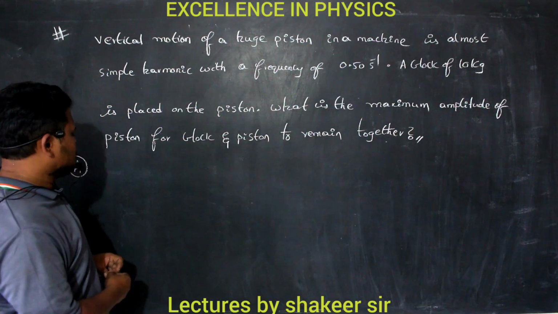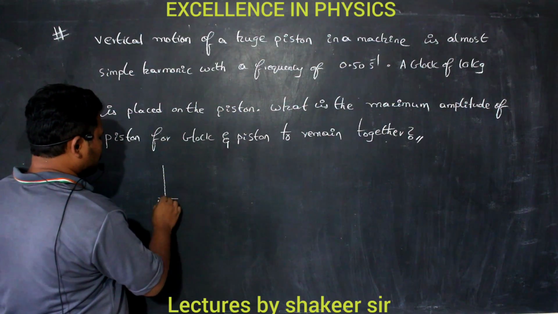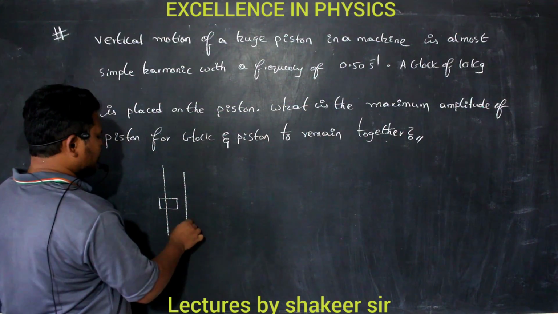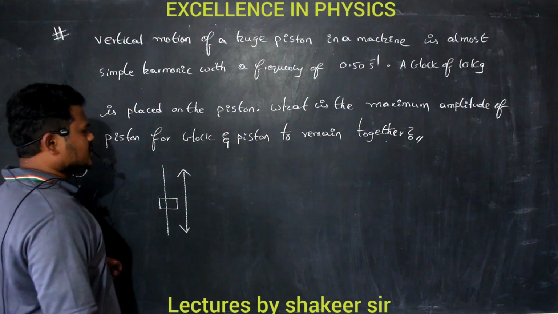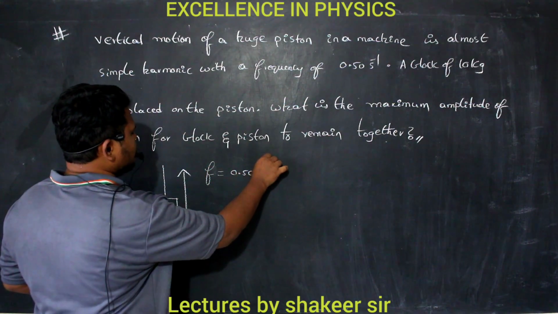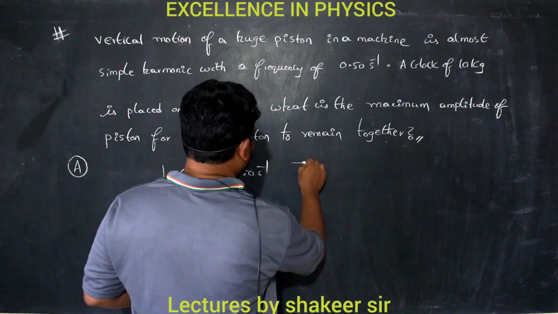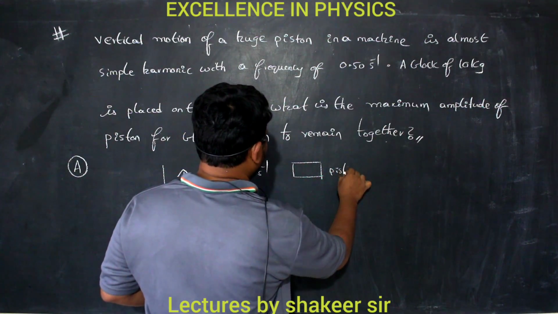Clear? So consider there is a vertical piston which is making simple harmonic motion along the y-axis. So it is moving like this. It is performing simple harmonic motion with a frequency of 0.50 s inverse. Clear? Now on this piston we are supposed to place a mass of m. So if this is a piston, clear?